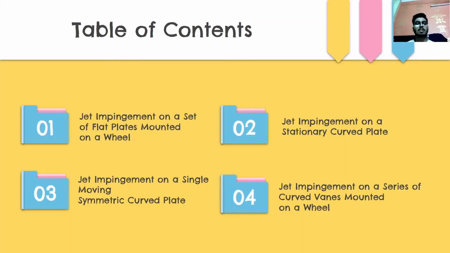Now, the first case is jet impingement on a set of flat plates mounted on a wheel, and the second case is jet impingement on a stationary curved plate. The third one is jet impingement on a single moving symmetric curved plate, and the fourth is jet impingement on a series of curved vanes mounted on a wheel.